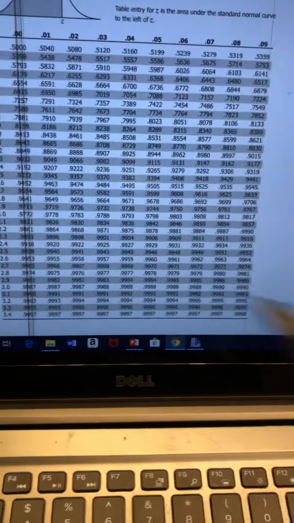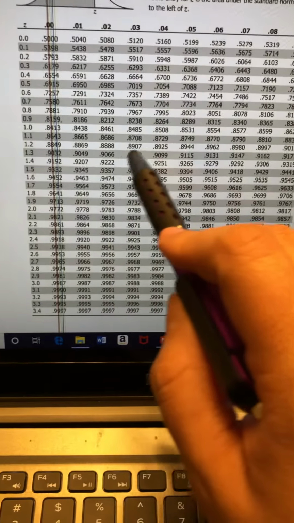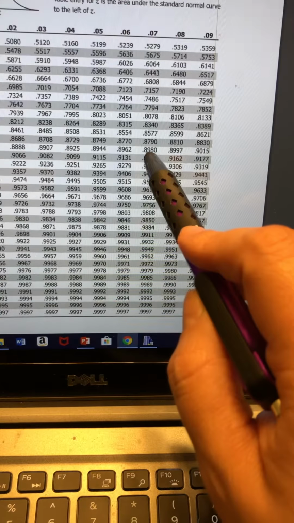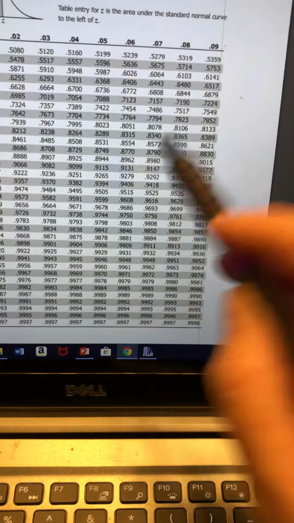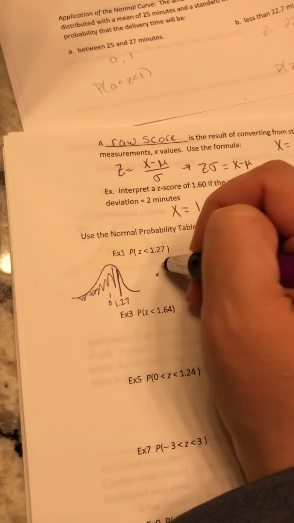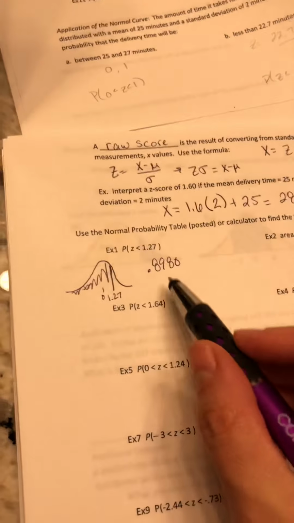I'm going to look at 1.27. I go to z is 1.2, and then I go over to 0.07. You see now why we round z to 2 decimals. That's what the charts do. It's 0.8980.